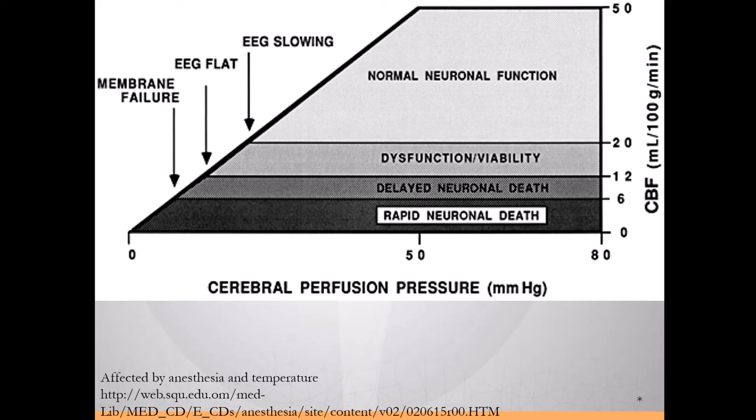This is just a really nice little diagram showing the cerebral perfusion, with the MAP and cerebral blood flow here. When the cerebral blood flow drops and the MAP drops, you can see that the EEG starts to slow, then goes flat, with membrane failure, and you also see what is happening to the neuronal process. So this is normal neuronal function, dysfunction, viability, you're starting to get some delayed neuronal death, then rapid neuronal death.